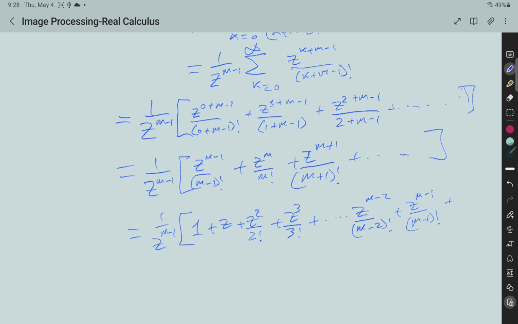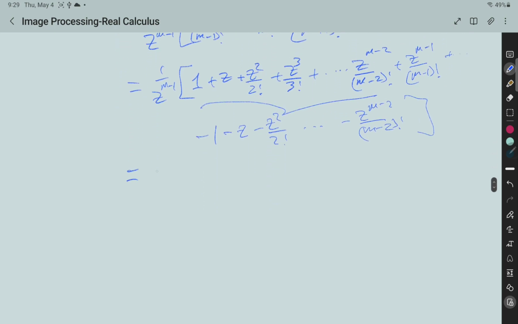Okay, since I'm adding these terms into this bracket, I have to subtract the same thing. I can't just add this to it. I have to do the same to compensate for that. So I have to minus a 1, minus z, minus z squared over 2 factorial, all the way up to minus z^(m-2) divided by (m-2)!, close bracket.